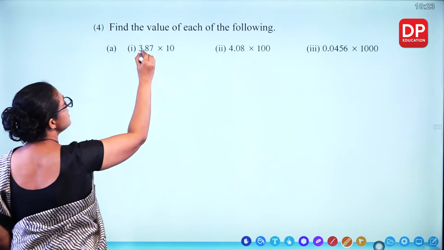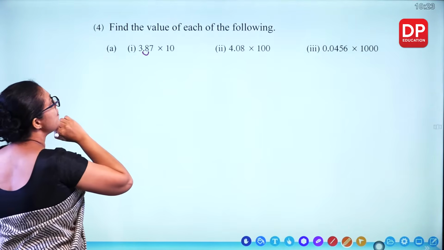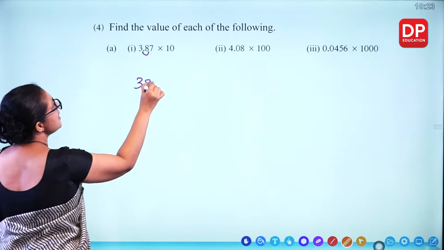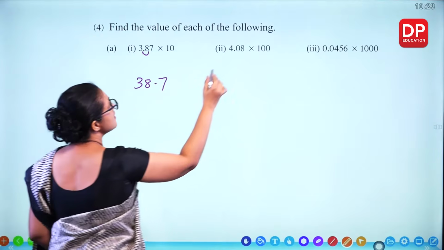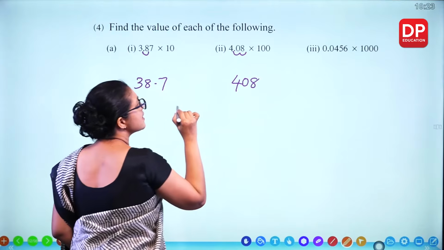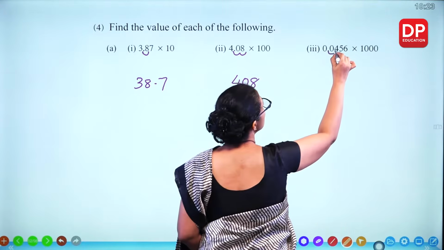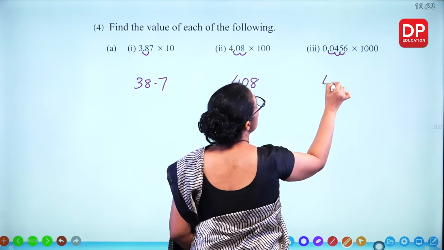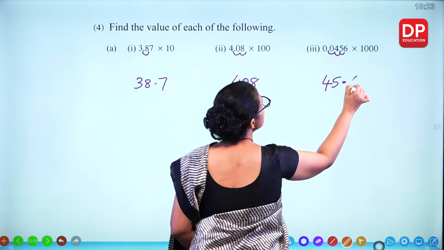Multiply by 10 means move this decimal point 1 place to the right. 38.7. This one 2 places to the right. 408. This one 3 places to the right. You get 45.6.